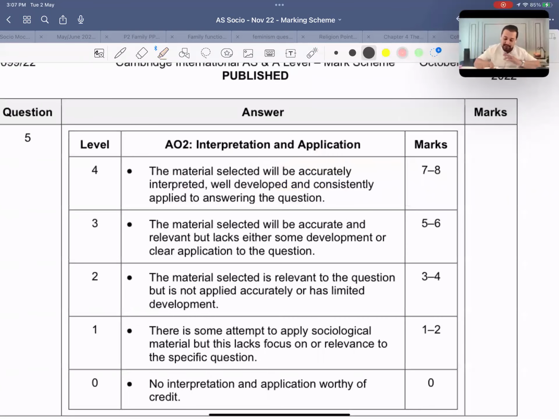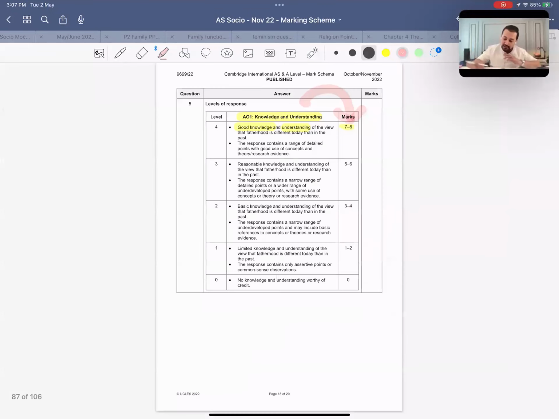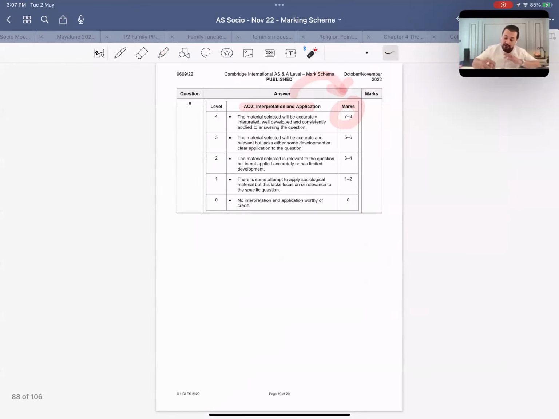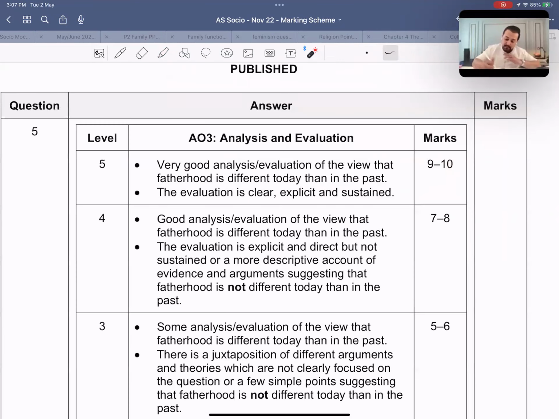AO2 is interpretation and application. For this, you have 8 marks again. So see, 8 marks for knowledge and understanding, 8 marks for interpretation and application, and you have 10 marks for analysis and evaluation. Here you go.